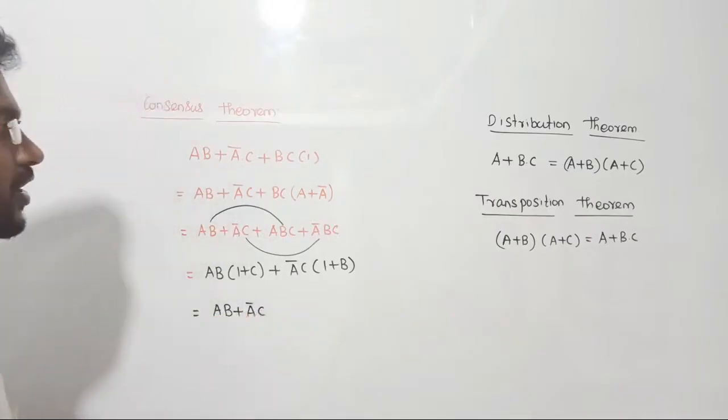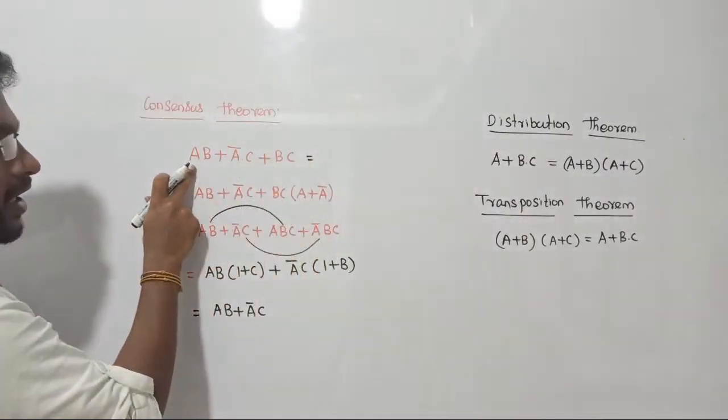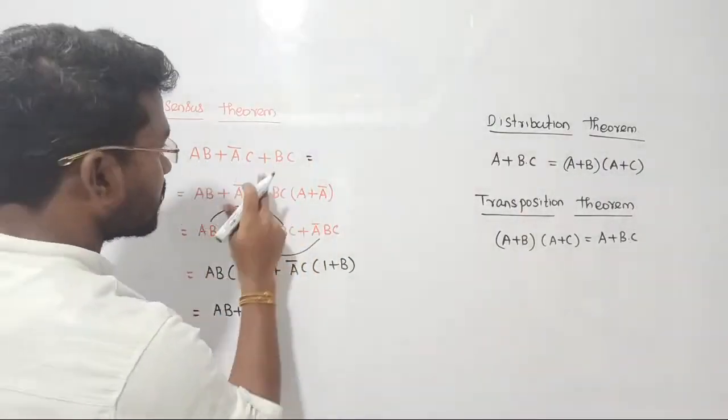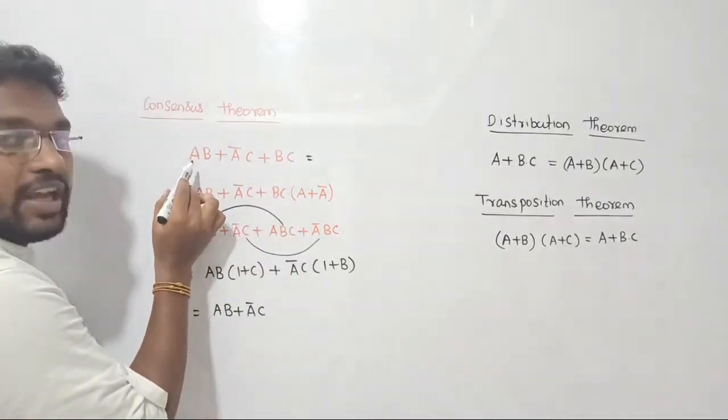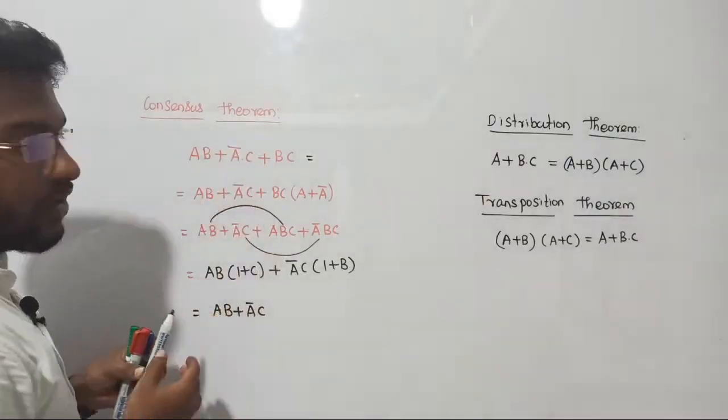What is the conclusion here? The conclusion is A dot B plus A bar C. Did you notice this expression? See there, I have three variables totally, A, B, C. Totally we have three variables in the given function.